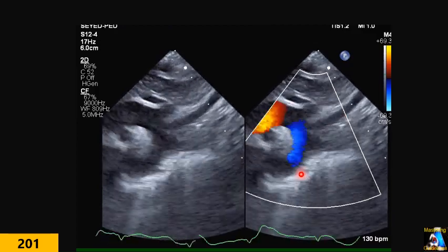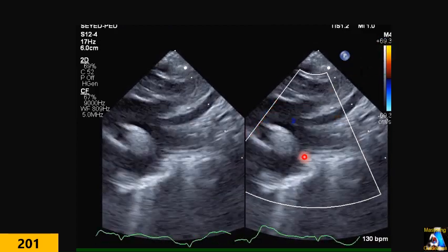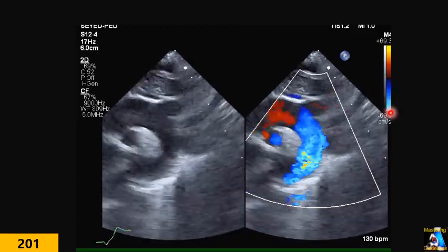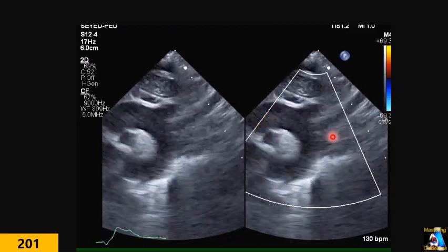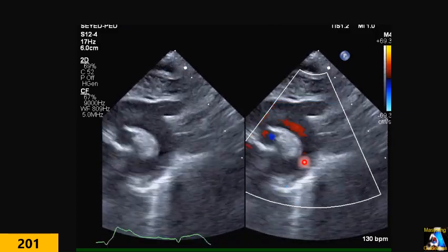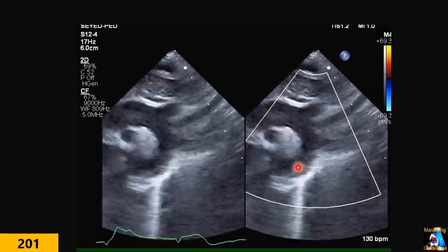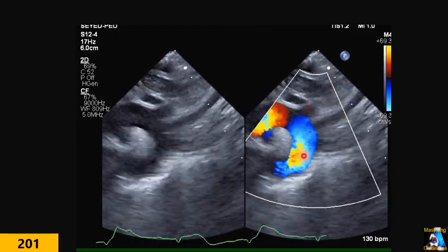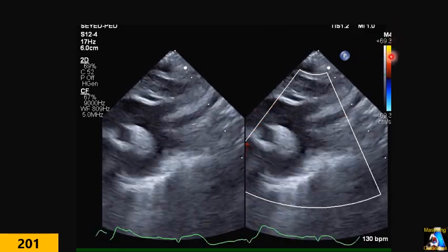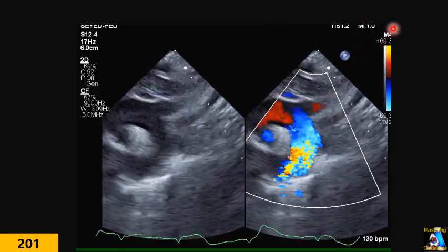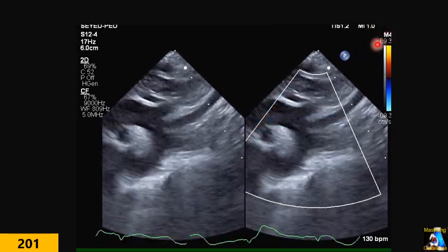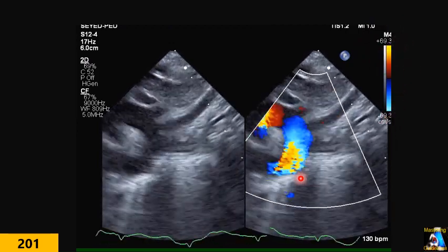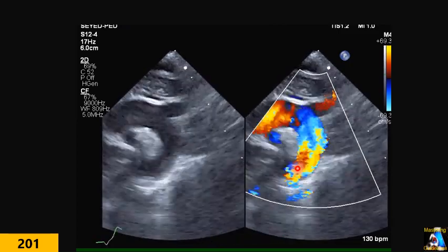And here there is something, a color change: why does it become red and yellow here? Red and yellow is positive, but it should be away and all should be blue. Why did it happen? We call this effect aliasing. At this level, close to the patent ductus arteriosus and ligament, it becomes a little narrower and velocity at this level increases. When velocity increases above the Nyquist limit, the machine cannot register the rapid flow and shows it on the other side. So we will see different changes.